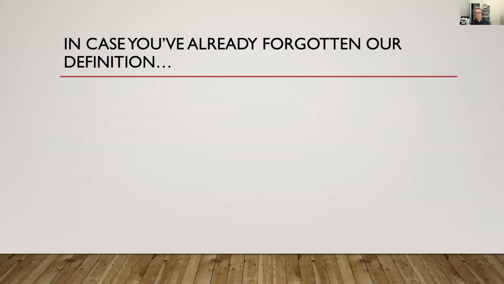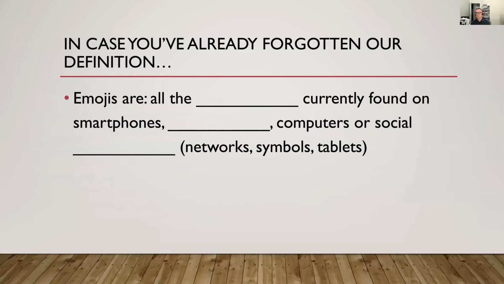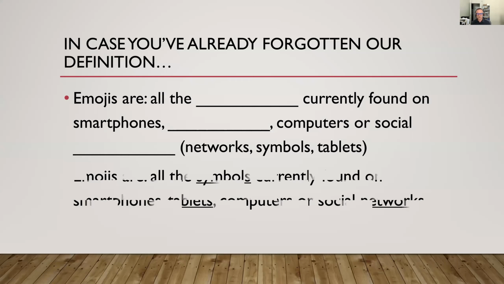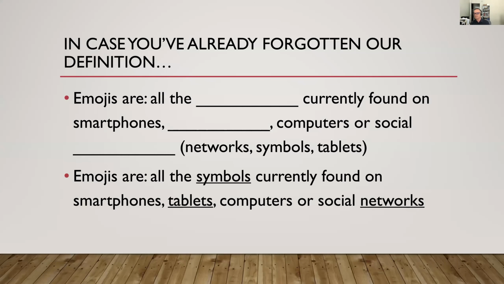All right, so I bet you've already forgotten our definition of emojis. So I'm just going to remind you before we go on to look at emojis and the law. Quiz yourself. Networks, symbols, and tablets are the words I want you to use. So emojis are all the symbols currently found on smartphones, tablets, computers, or social networks. Okay, so that's just a reminder of the definition that we're working with.